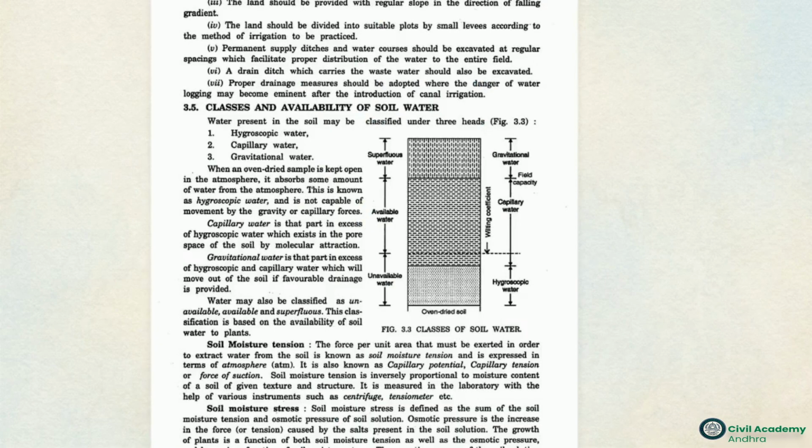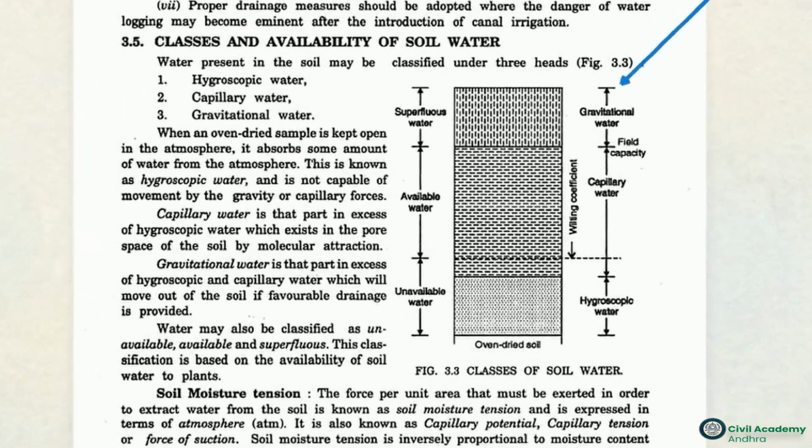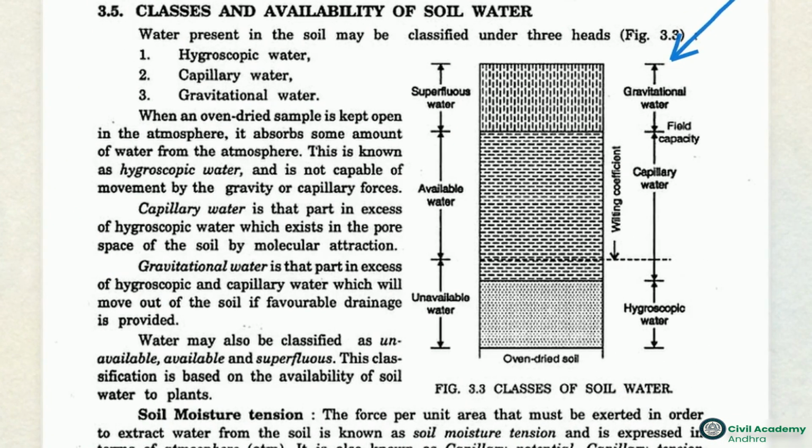This diagram maps the classes of soil water. Think of soil as a rigid sponge. At its absolute maximum, all pore spaces are filled, reaching what we call saturation capacity. Notice the top zone marked gravitational water. This is superfluous water that gravity immediately pulls downward. Once that excess drains away, the soil settles at its field capacity.